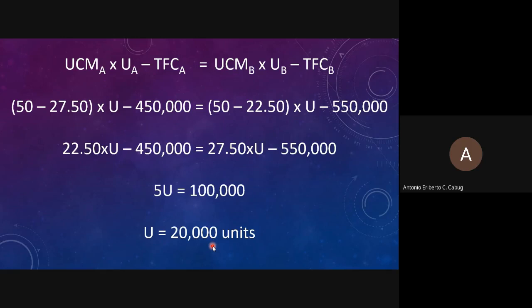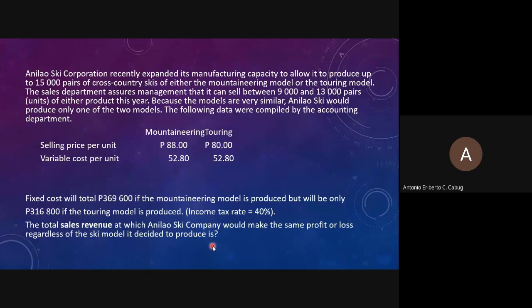I want you to do the next problem. Okay? Gawin natin itong susunod na problem. This is looking for the indifference point. Question: the total sales revenue. Let's go to the question first. The total sales revenue at which Anilowski company would make the same profit or loss, regardless of the ski model it decided to produce, is... In other words, we're looking for the indifference point in sales revenue.